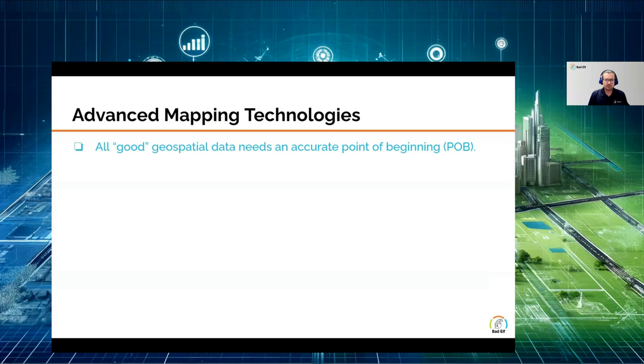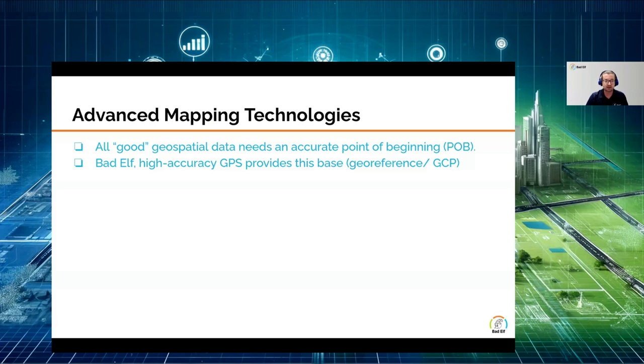So I do want to talk a little bit more about advanced technology. One thing I want to talk about is all good geospatial data needs an accurate point of beginning, or what we call in survey land a POB. This is to mean that you need the cornerstone, so to speak, of your GIS to be based in high accuracy data. You know, crud in is crud out. Well, to create that base map or that ground control, this is where Bad Elf comes in. So the high accuracy GPS provides the geo reference, the ground control to make sure that these measurements are being done accurately.